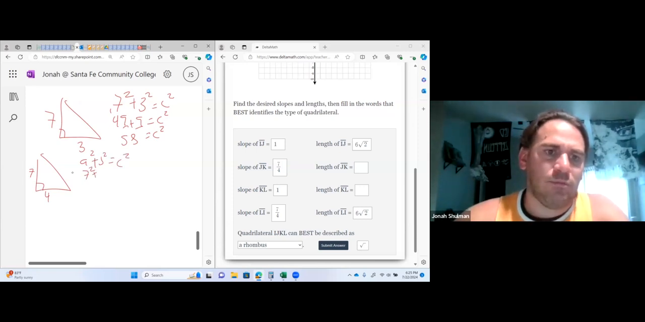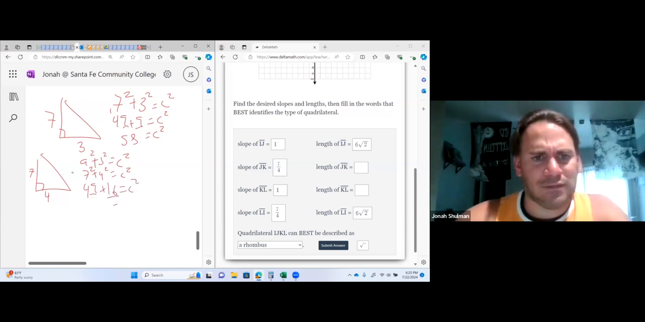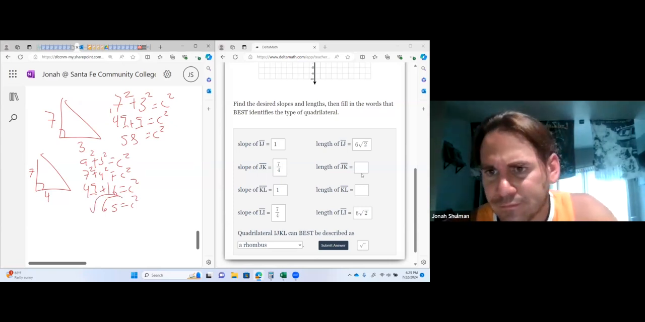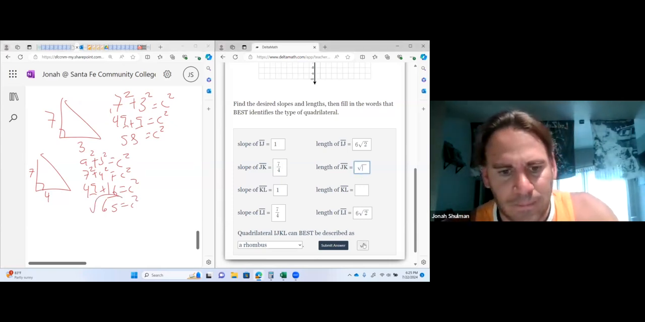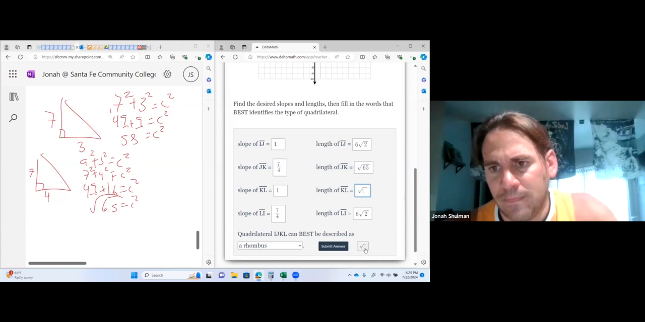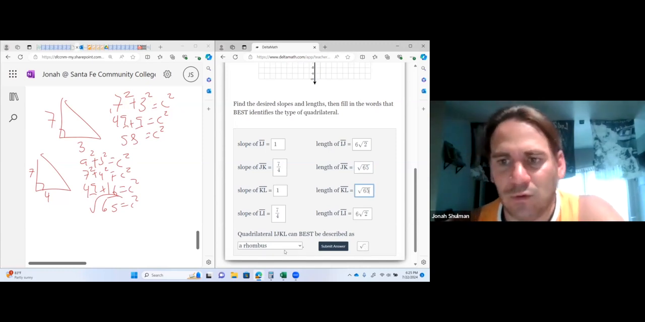So 7 squared plus 4 squared equals c squared. So that's 49 plus 16. 9 and 6 is 15, carry the 1. 65. Square root of 65. It ain't no rhombus. They're not quite the same, so it's a parallelogram.